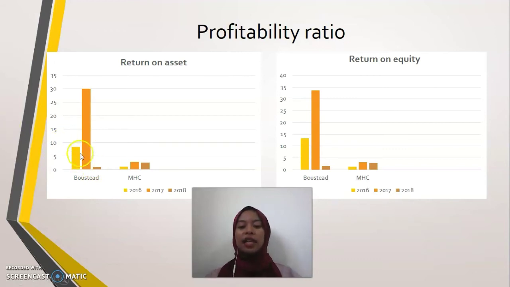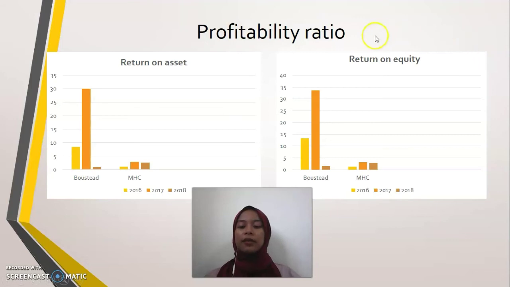For MHC Plantation, return on asset in 2016 is 1.16%, which means that only 1.16% of the net income is generated by total assets. The ratio increased to 2.63% in 2017, indicating that in 2017, the company increased the efficiency in managing assets as the return on asset increased, while in 2018, 2.67% of the MHC net income is generated by its assets.